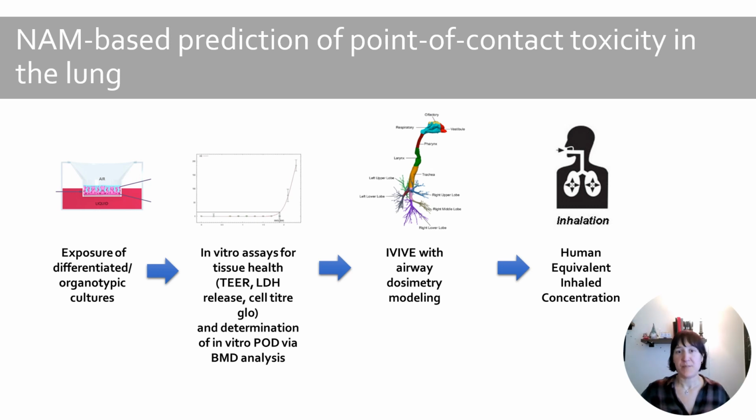First, NAM-based prediction of point of contact toxicity in the lung. In this project, we exposed 5 organotypic in vitro airway epithelial cell culture models with 1,3-dichloropropene or 1,3-DCP vapor at the air-liquid interface. We measured biological responses with transepithelial cell conductance and LDH release, and we used an airway dosimetry model to predict in vivo exposure levels that produce local in vitro cytotoxic concentrations.